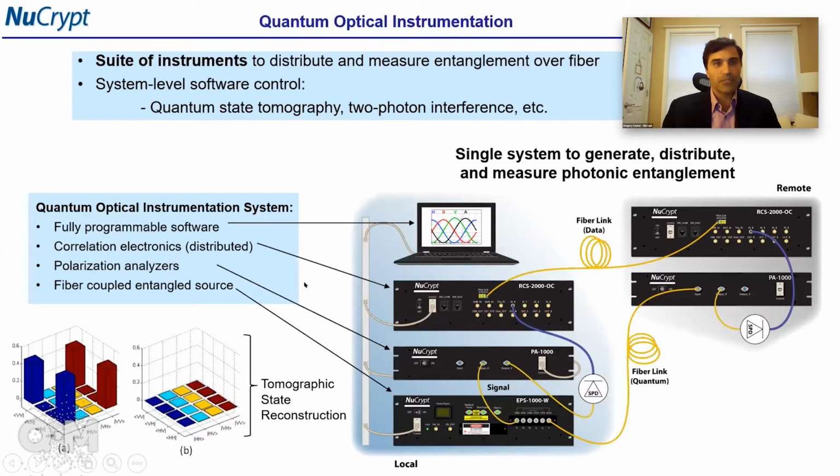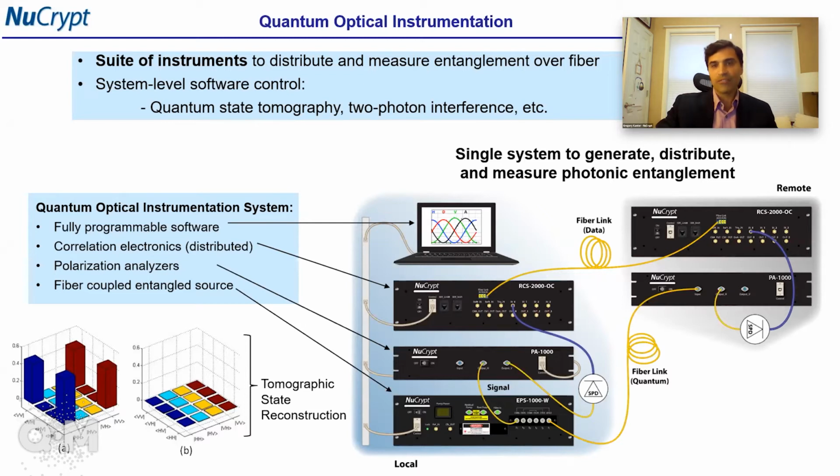So here's an example of our suite of instrumentation. There's a single software control over all these boxes. We have an entangled photon source that has multiple channels, polarization analyzer, and correlation electronics. They're all cohesively controlled, allowing someone to make measurements that are normally complicated, like two-photon interference or quantum state tomography, very easily. If you look in the bottom corner here, we see an example of a tomographic state reconstruction.